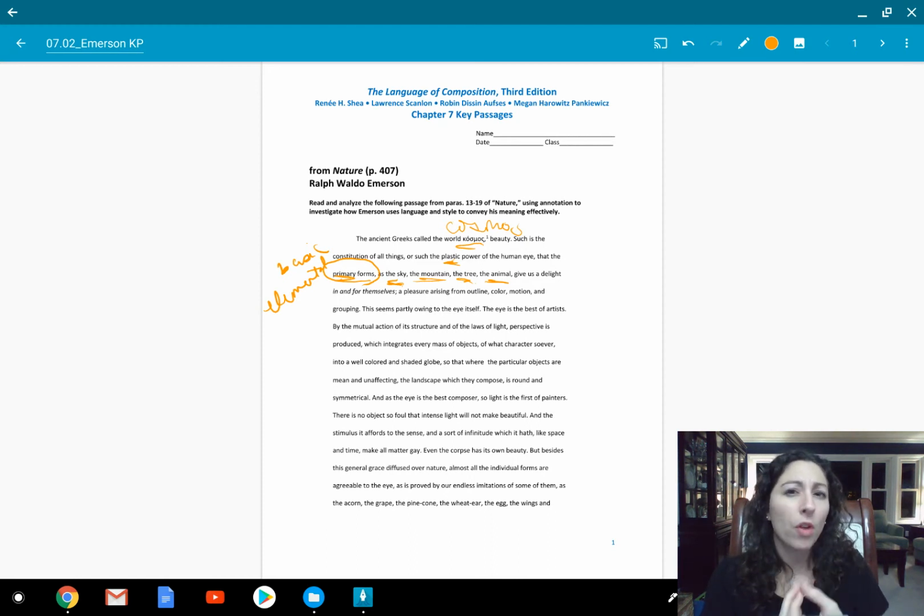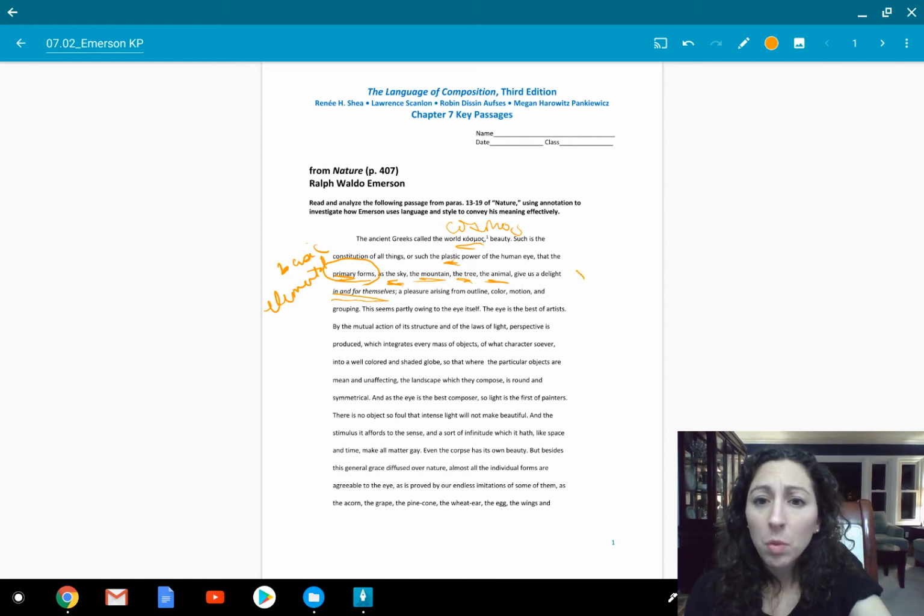It's a part of our consciousness. So it's not just sky, mountains, that tree, this animal. It's the sky, the mountain, those archetypal images that all humans are familiar with, right? So they give us a delight in and for themselves.